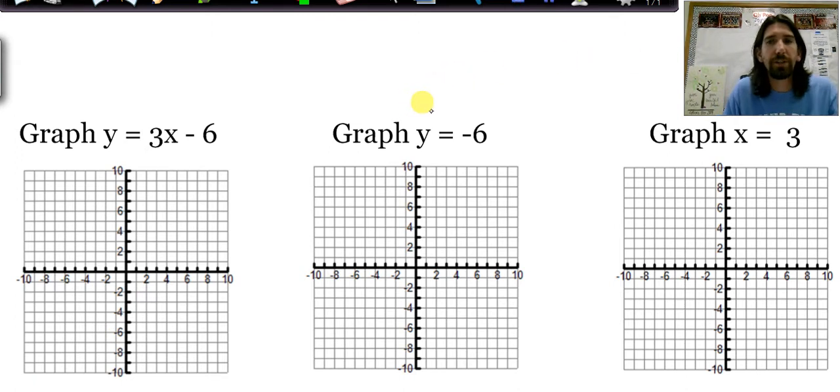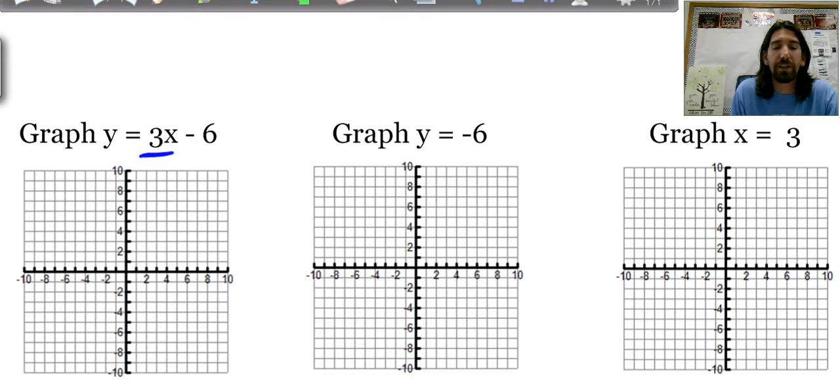Alright, today we're going to start with a little bit of a review. We're going to look at this guy right here, graph y equals 3x minus 6. We talked about yesterday that this number described the steepness. Steepness is another word for slope, so I know my slope is 3 over 1.